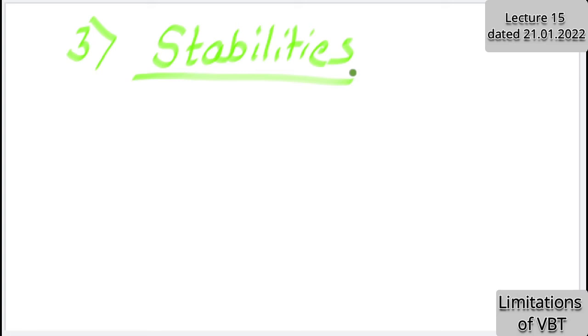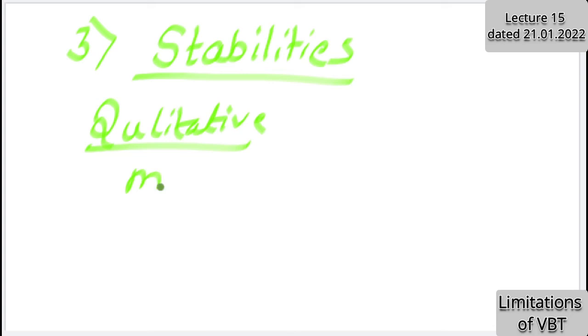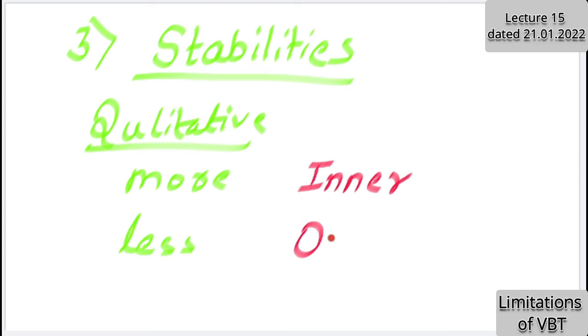Who will be the most stable? Who will be the less stable? What will be the exact stability, about which it has not given a perfect explanation. A qualitative explanation is given. It means what? It is more stable or it is less stable. That explanation is given. Which complexes are more stable? Inner orbital complexes are more stable, and which are less stable? Outer orbital complexes are less stable.